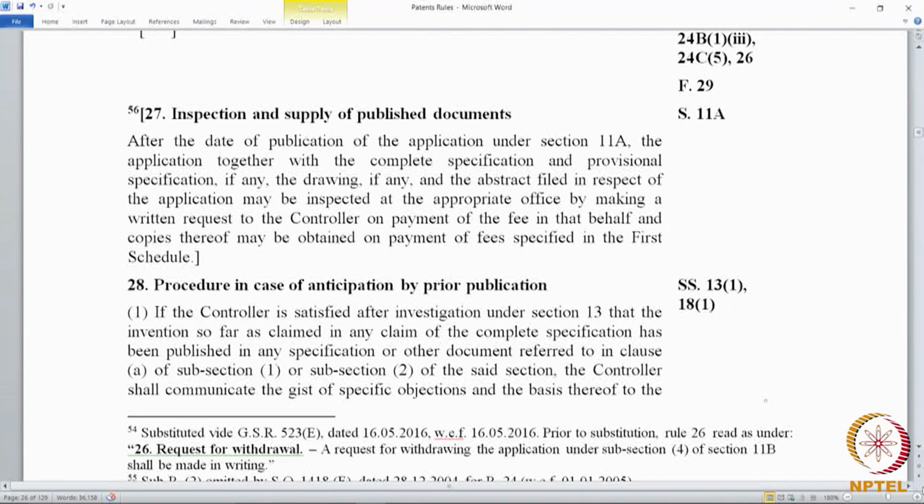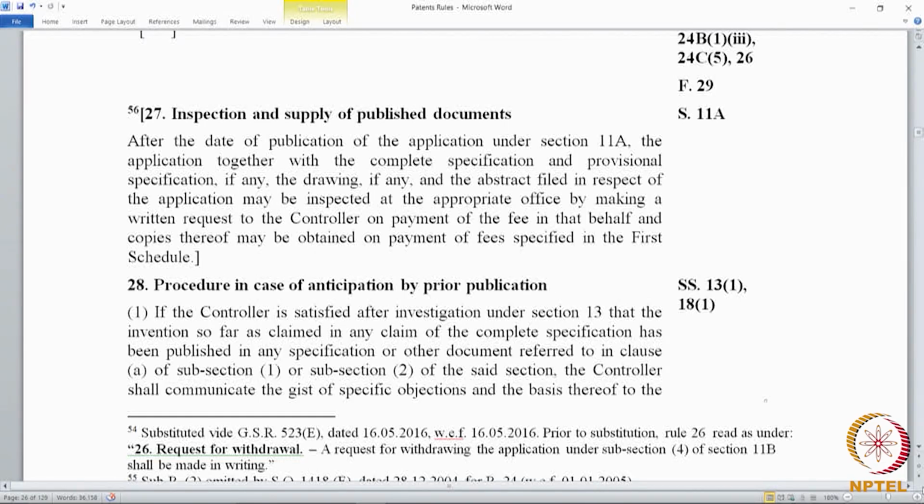Now, what are the consequences of publication? What happens if an application is published? That is mentioned in Rule 27. After the date of publication of an application under section 11A, the application together with the complete specification and provisional specification, if any, the drawing if any, and the abstract filed in respect of the application may be inspected at the appropriate office by making a written request to the controller on payment of a fee in that behalf, and copies thereof may be obtained on payment of fees specified in the first schedule. Now, the consequence of publication is that you will now be allowed to inspect these documents and also obtain copies of the same on the payment of a fee.